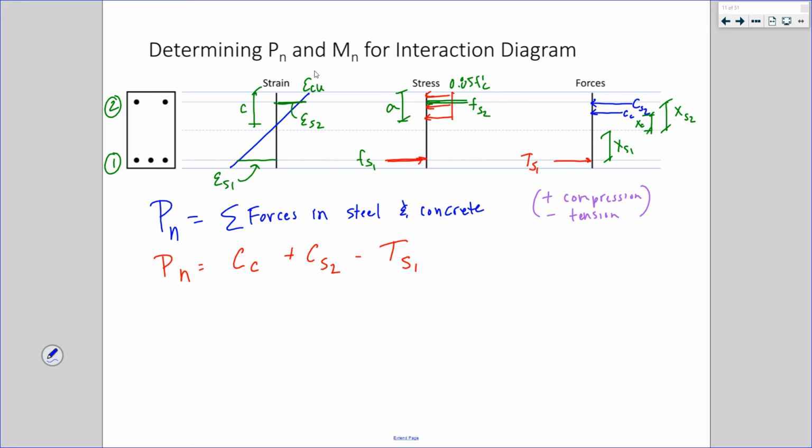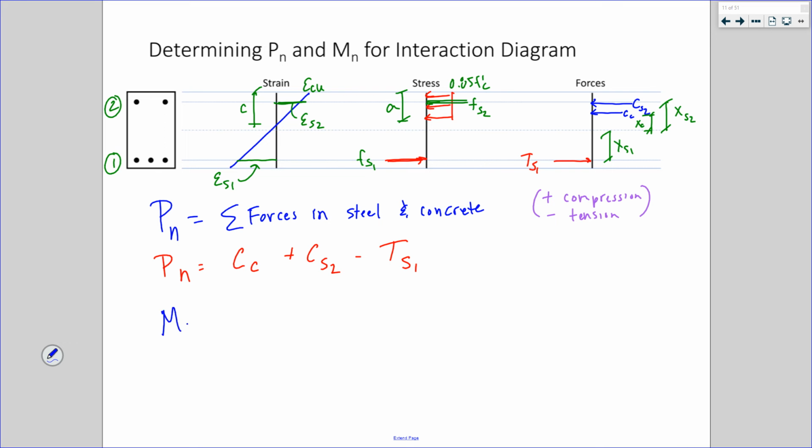C sub S, let's say that this is all strain on the tension side. Then C sub S2 would turn into negative T sub S2 because it'd be tension up here in what you're thinking of as compression right now would actually be in tension. Probably confusing you even more by saying all that. This is just a general thought.